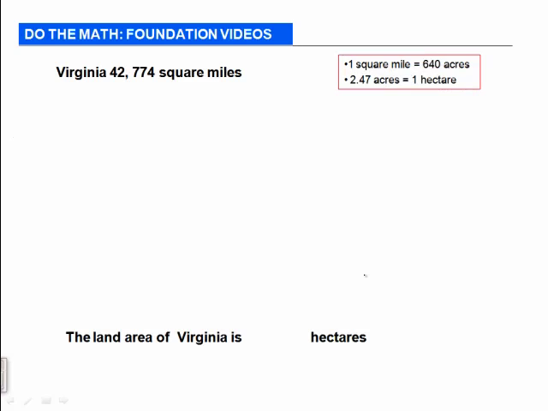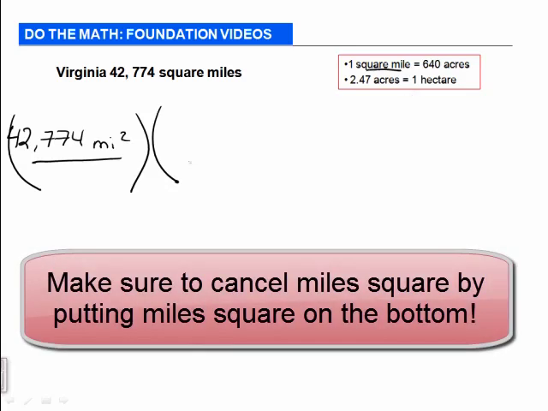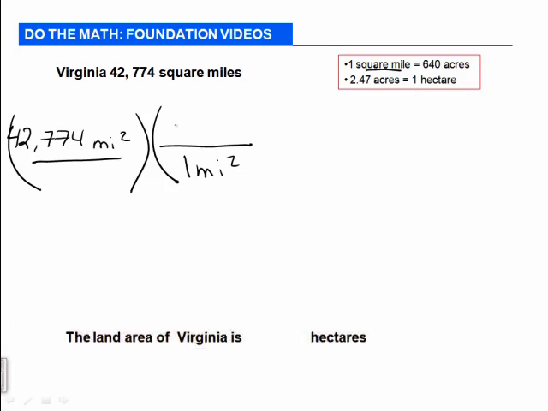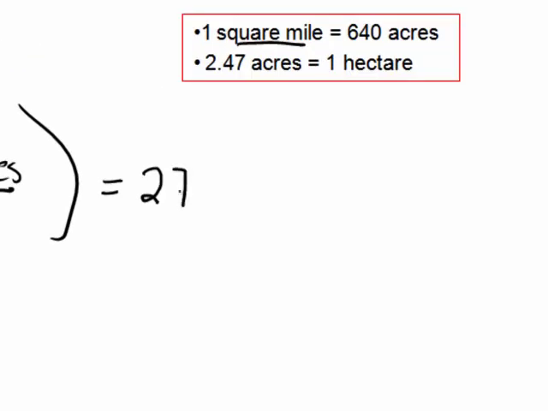Now, for Virginia, you've got 42,774 square miles. Notice mi squared. Now I'm going to put my miles squared in the bottom. Again, this is that 1 square mile, so 1 mi squared. I put it in the bottom first. And I'm going to say 640 acres. The mile squared cancels. I'm going to multiply these two numbers together, 42,774 times 640. I get a pretty big number, 27,392,000 acres.